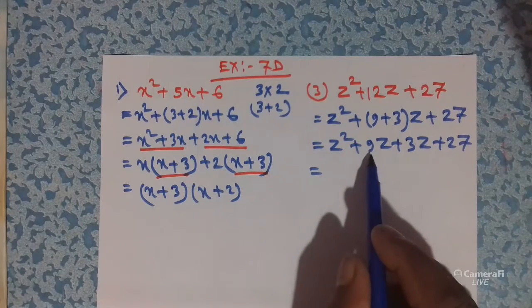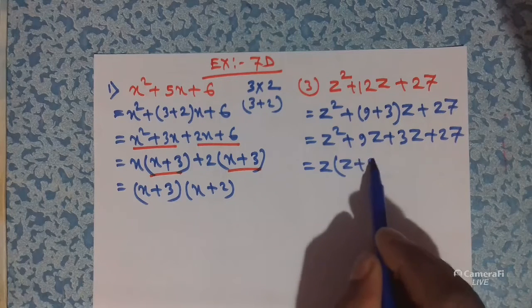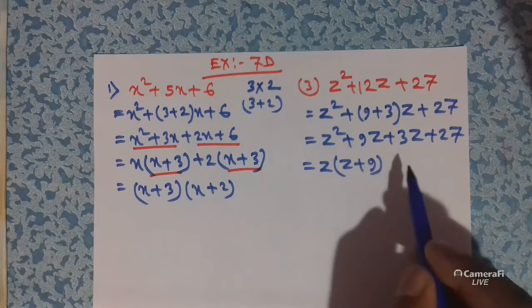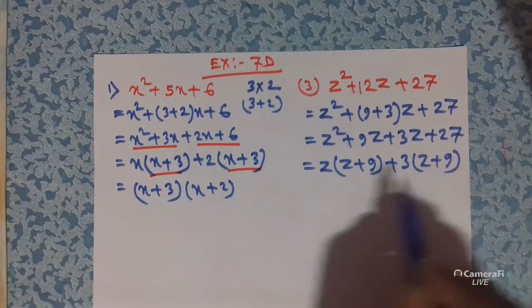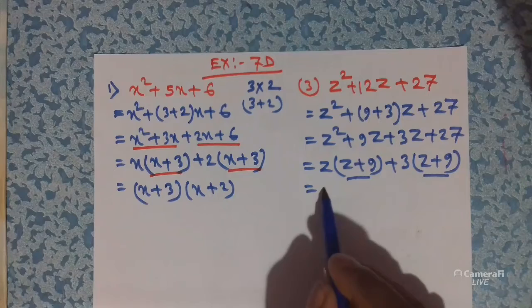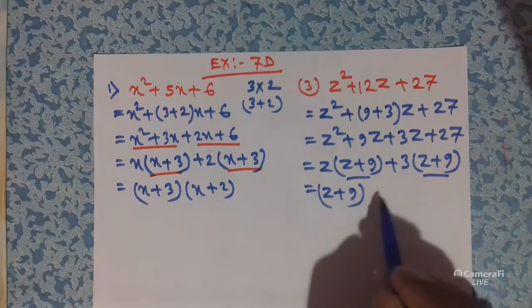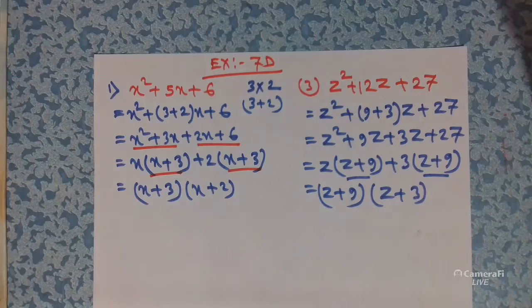Now from the first two terms we can take z as common, so z plus 9, and from the last two terms we can take 3 as common, so here z plus 9. So z plus 9 and z plus 9 again we can take as common. So z plus 9, and here z is left and plus 3 is left. I hope all of you understood.